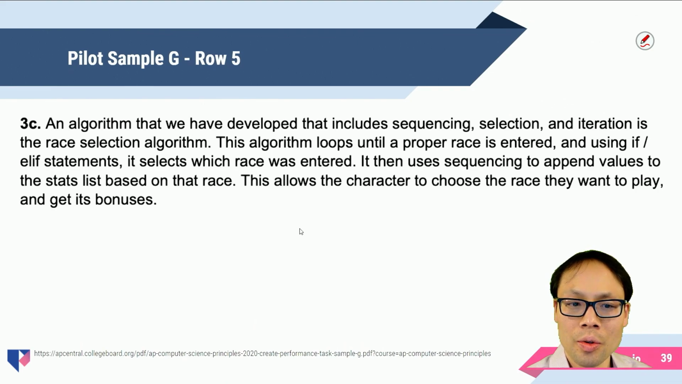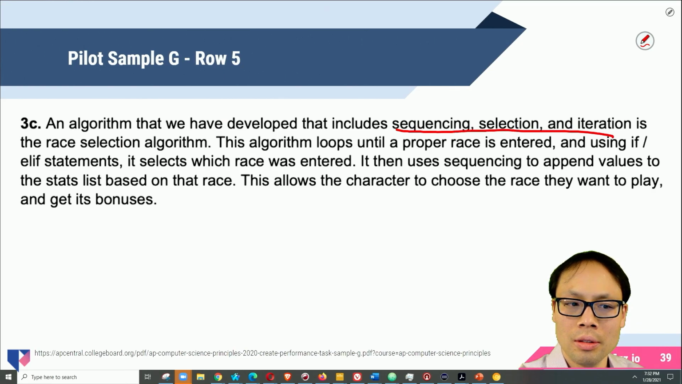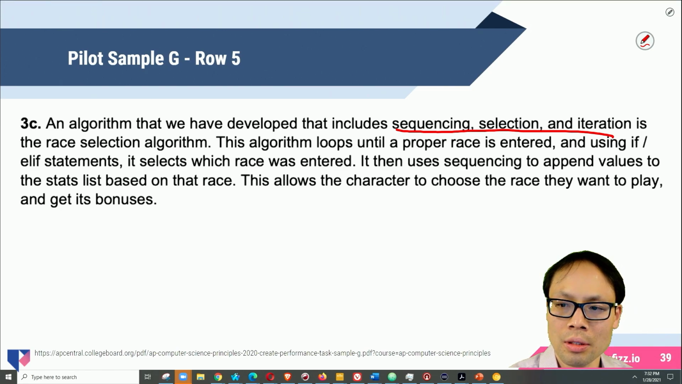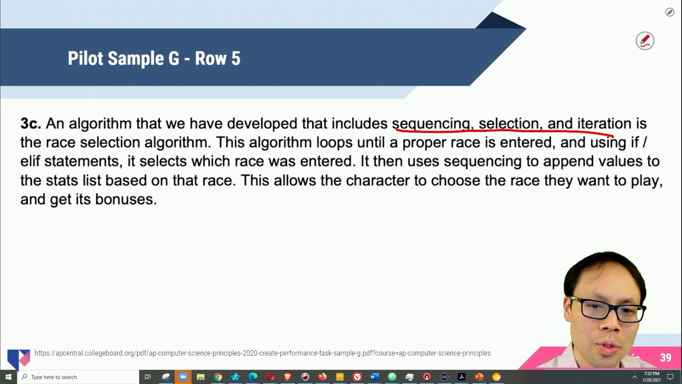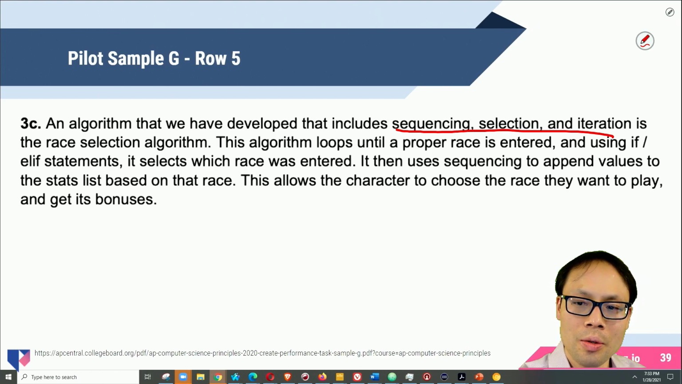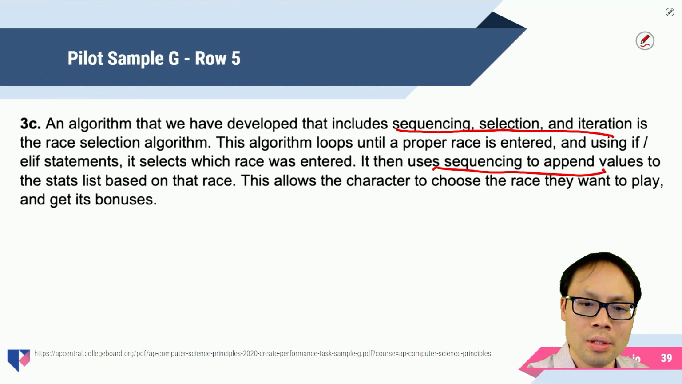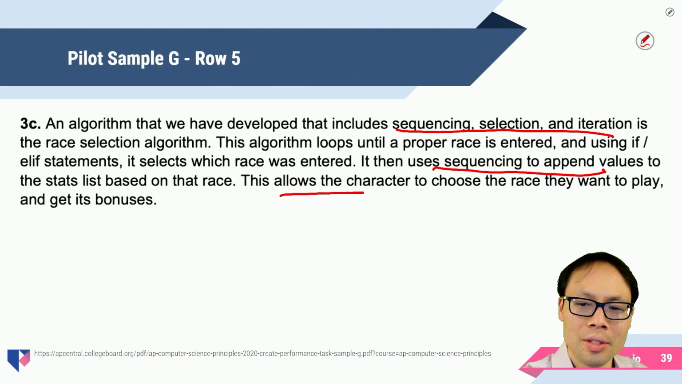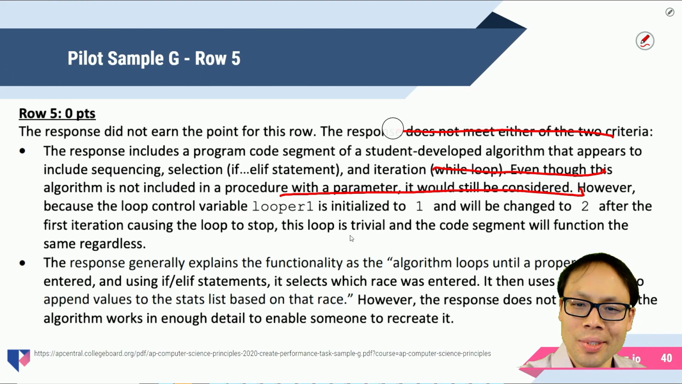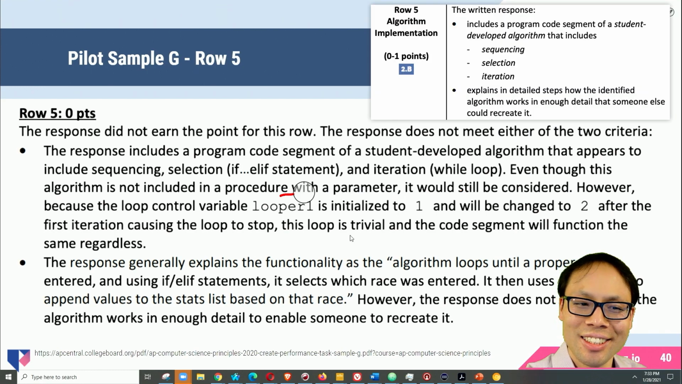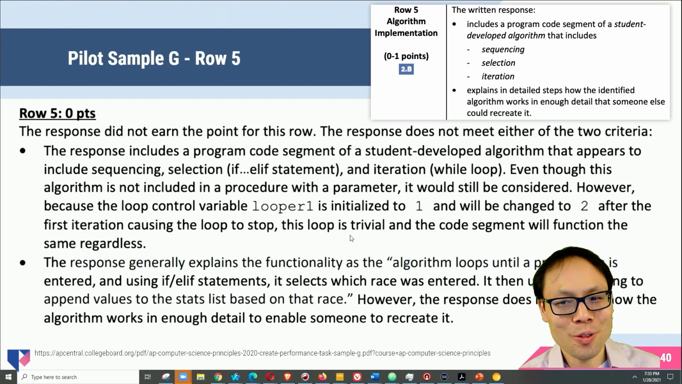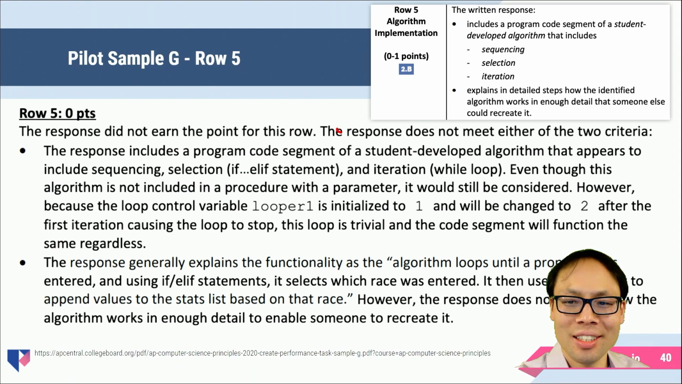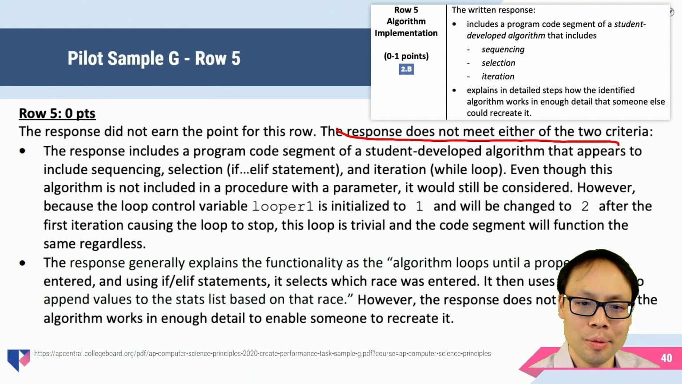All right, 3C, an algorithm that was developed that includes sequencing, selection, and iteration is the race selection algorithm. The algorithm loops until a proper race is entered, and using an if-else statement, it selects which race was entered. It then uses sequencing to append values. Okay. And this allows the character to choose the race that they wanted. Okay, so this is what the reader says here. The response did not earn the points for this row because it did not meet either of the criteria.